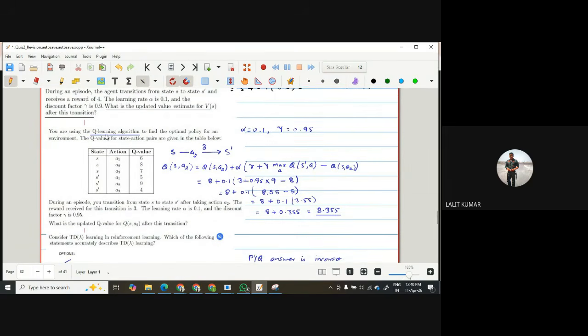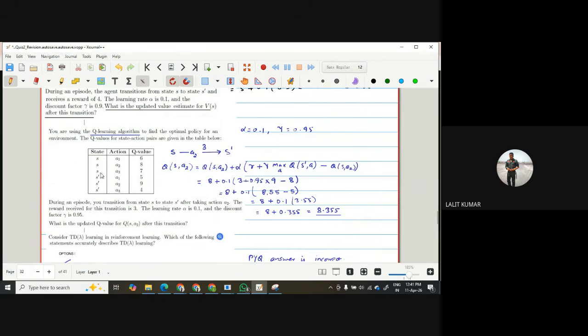Now we are using a Q learning algorithm to find the optimal policy for an environment. The Q values for state action pairs are given in the table below. And during an episode, you transition from state S to S dash after taking action A2. So here we have taken A2. The reward received for this transition is 3. Learning rate is 0.1. The discount factor is 0.95. What is the updated Q value for QSA2?